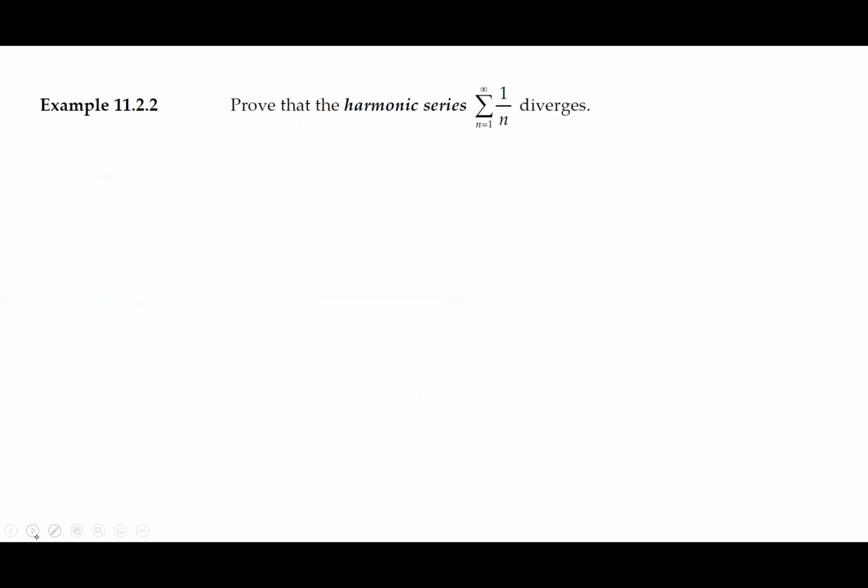Well, what about the harmonic series? So 1 over n, this series is known as the harmonic series. And I'm going to prove that it actually diverges. So 1 over n, we know goes to 0 as a sequence, but the sum gets arbitrarily large. And to see this, let's check out some partial sums.